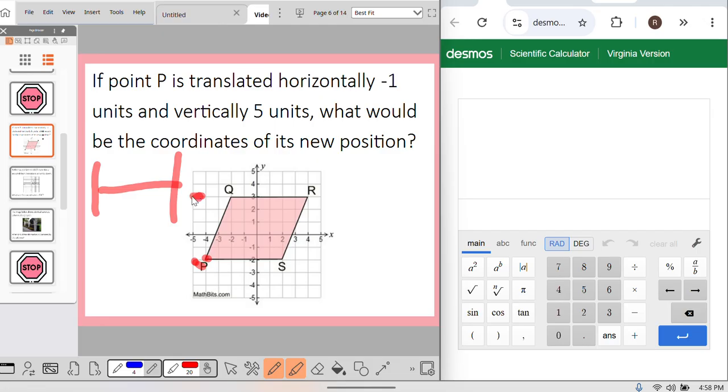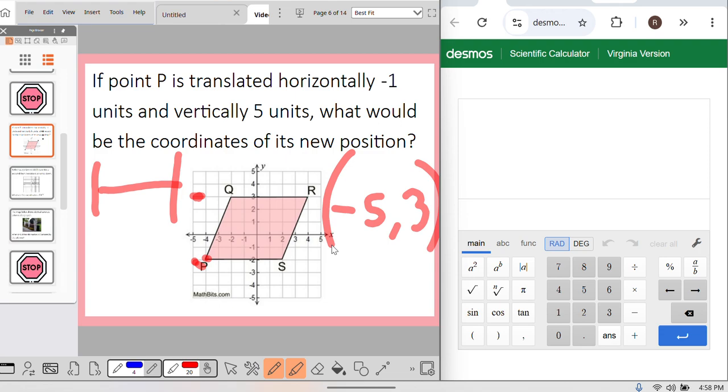So now I have to find those coordinates. So let's start at 0, 0, excuse me. Go -1, -2, -3, -4, -5, and go up 1, 2, 3. So the new coordinates are -5, 3.